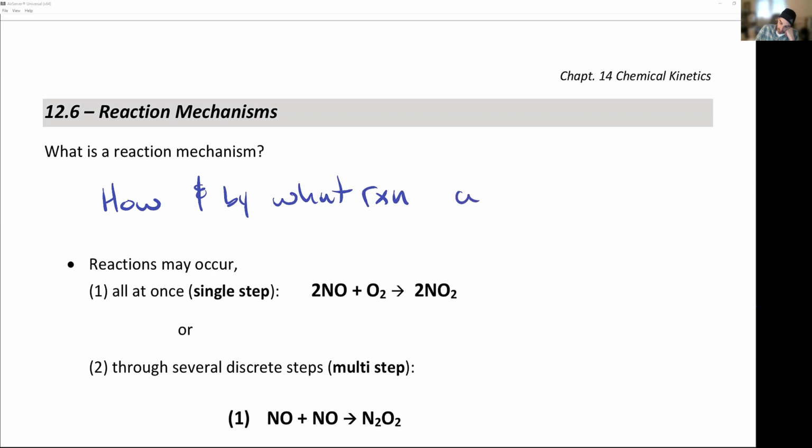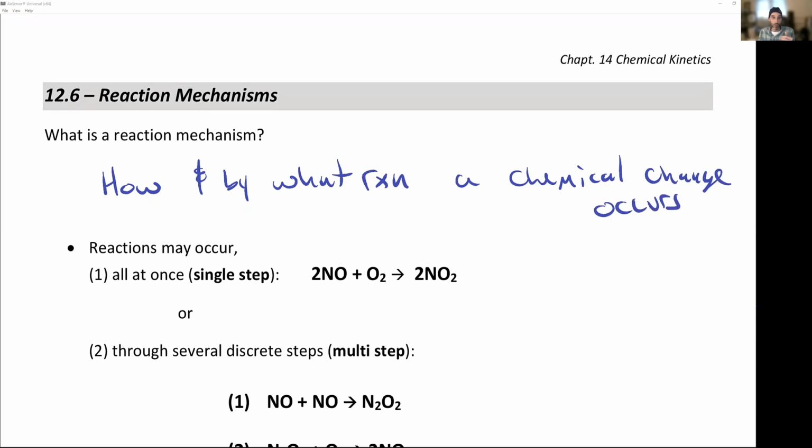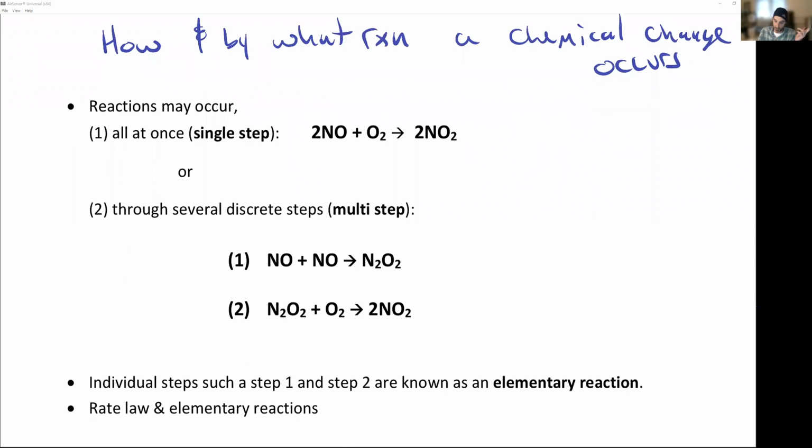a chemical change takes place. So this is actually looking at how things happen. We have a bunch of different ways reactions can happen.